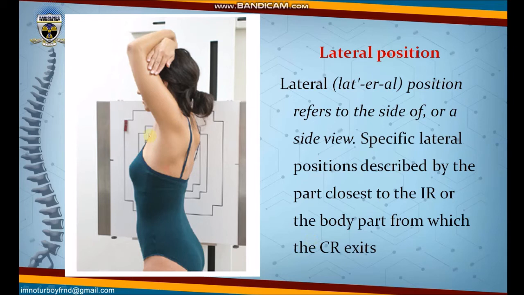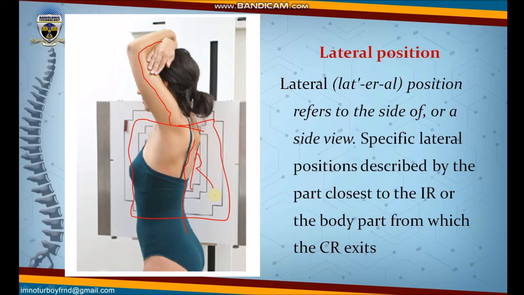So in this illustration, you have a female patient. This is the left side of the patient, and the right side of the patient is placed in contact with the image receptor. Whatever side is closest to the image receptor is the terminology that we will use for the lateral position. For example, in this illustration, the right side of the patient is placed in contact with the IR, so the position is termed right lateral position. The projection is simply lateral.